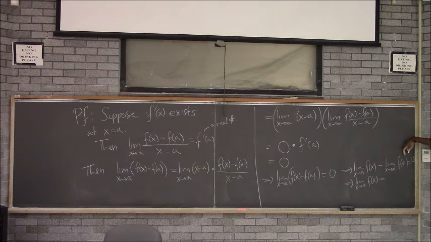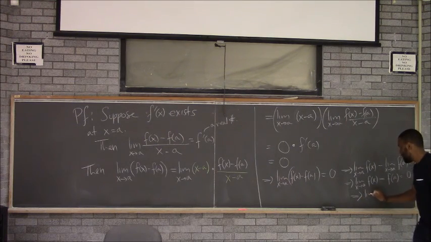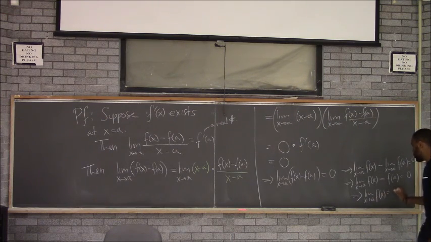This means that the limit as x approaches a of f of x equals minus. The limit as you approach a constant is just going to be the constant, equals 0. And so you end up with, finally, the limit as x approaches a of f of x equals f of a. And that means it's continuous at a.